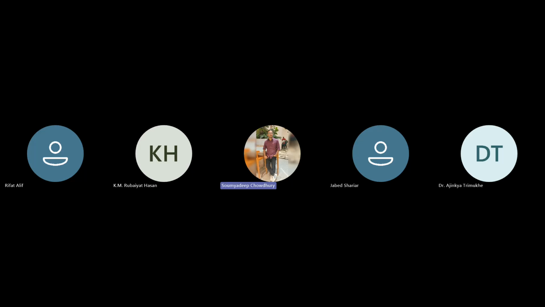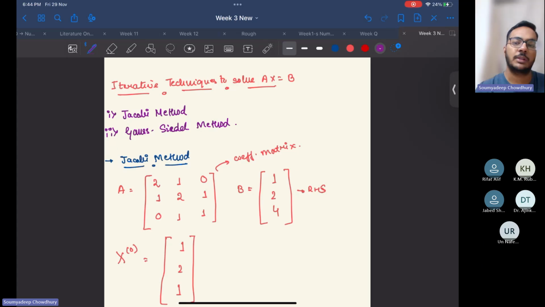And the main difference between the Jacobi method and the Gauss-Seidel method is that in the Gauss-Seidel method, we will be using the most current updated values of the variables, whereas in the Jacobi method, at every step, we will use the values of the previous step. So what I am telling you will be clear once I describe the algorithm to you.